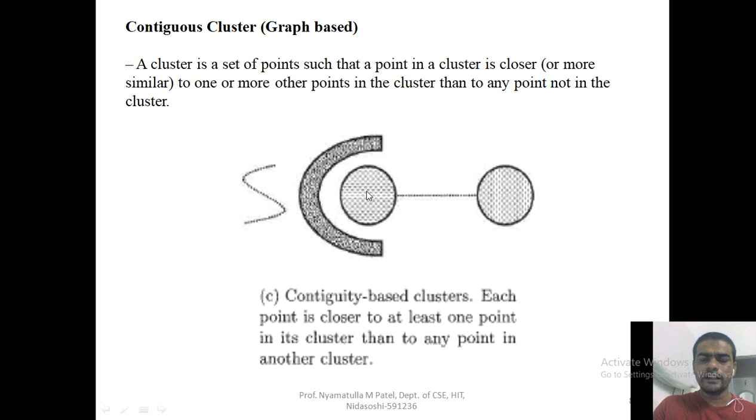Here the points in the cluster should be similar to one another. The points in this cluster may have some bit of similarity with respect to this, but they are very much different with respect to this cluster. So, each point is closer to at least one point in its own cluster than to any point in the other cluster. Contiguous means neighboring, side by side, that is nothing but contiguous.